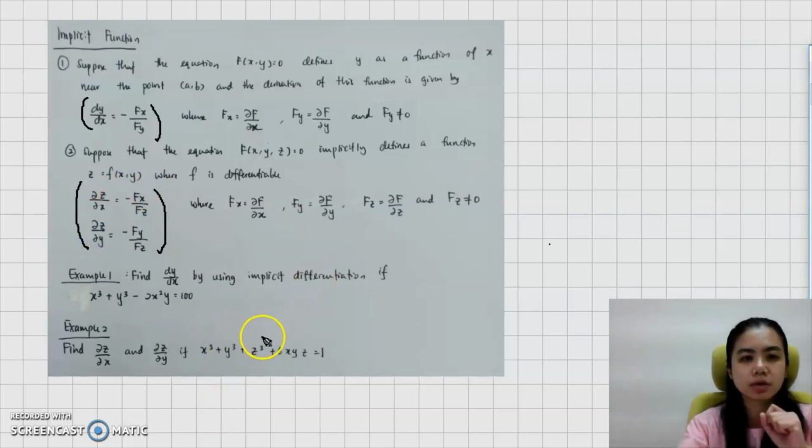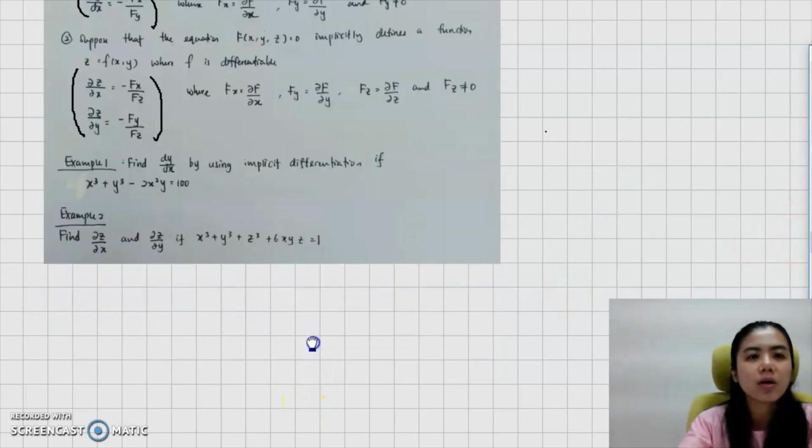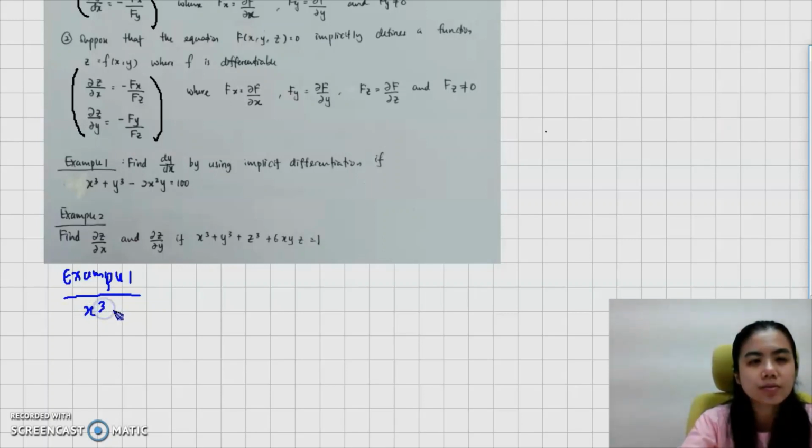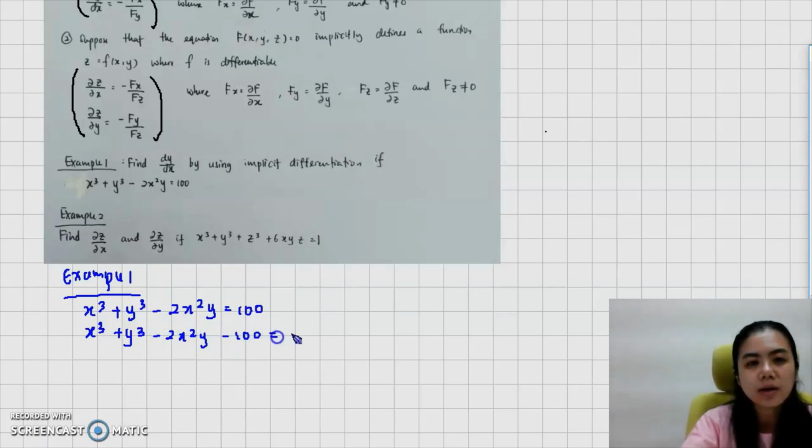Okay, so let's look at the first example. Example 1: we have x cubed plus y cubed minus 2x squared y equal to 100. The first thing you have to do is rearrange it such that this equation is equal to 0. Just bring this 100 to the front, so you will have a minus 100, and let it equal to 0.